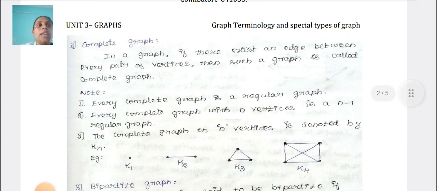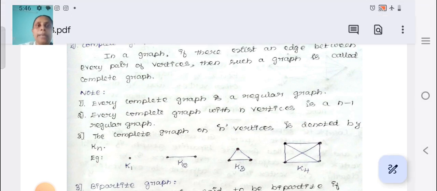In a graph, if there exists an edge between every pair of vertices, then such a graph is called the complete graph. So every complete graph is a regular graph. Every complete graph with n vertices is an n minus 1 regular graph. Here the complete graph with n vertices is denoted by Kn. So every single vertex is also a complete graph.